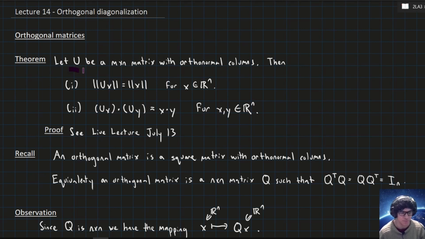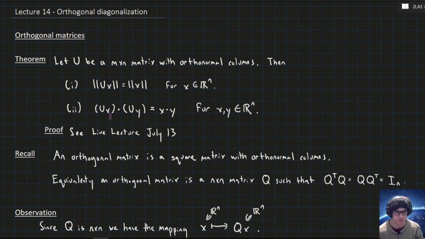Suppose U is an m by n matrix with orthonormal columns. For this theorem, we're allowing the possibility that U might be rectangular. It just needs orthonormal columns. The first property is that if I have an x in Rn and I left multiply it by U, so I compute U times x, then the norm of U times x, or its length, is equal to the length of the original x. In other words, U preserves the length of x.